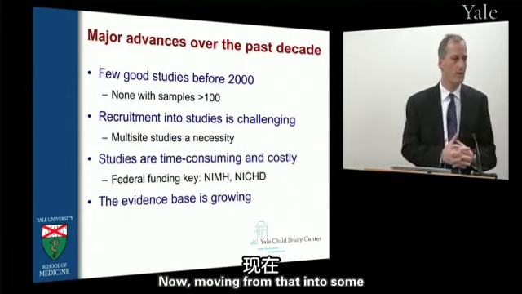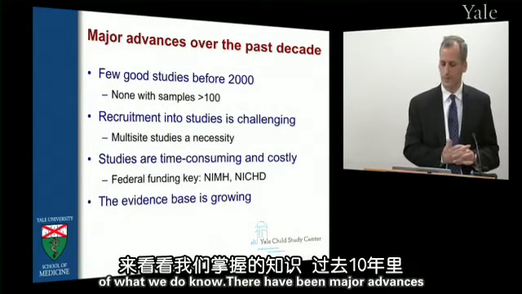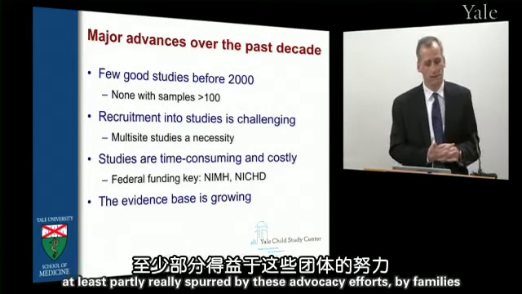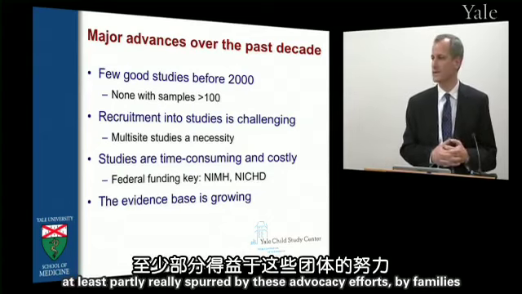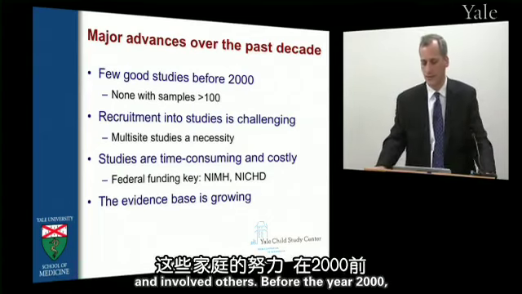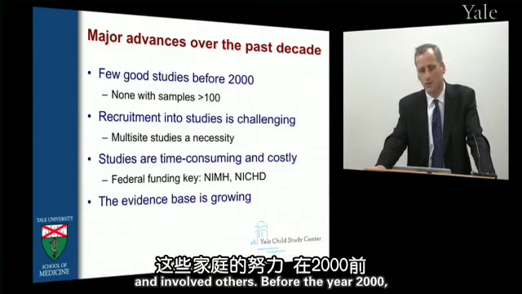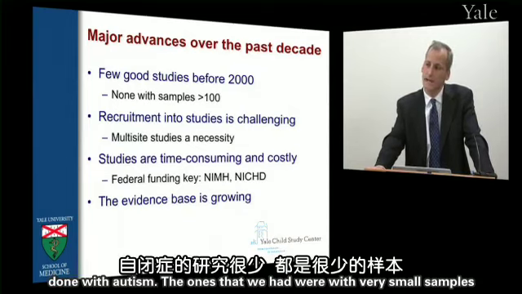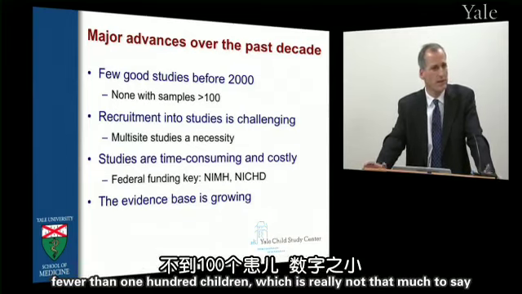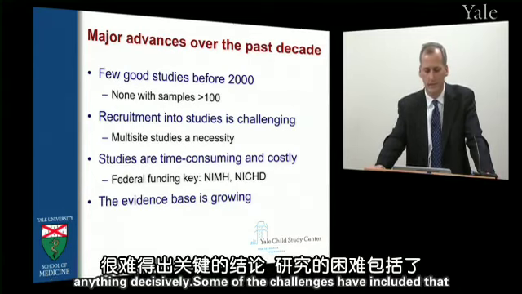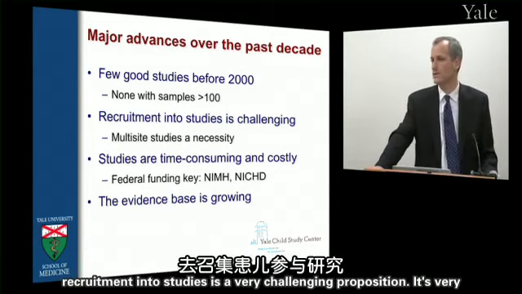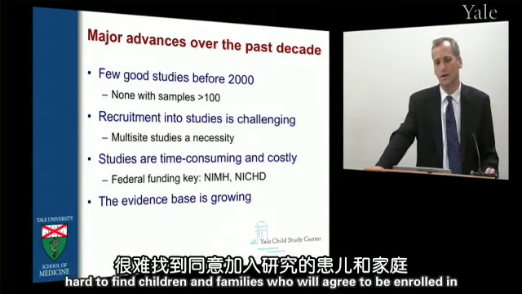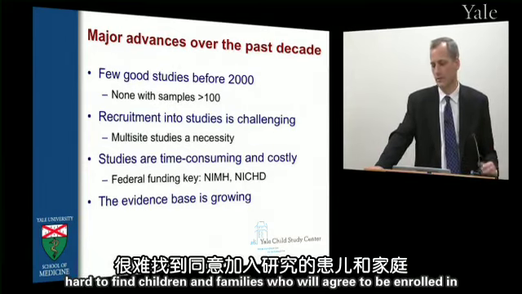Now, moving from that into some of what we do know. There have been major advances over the past decade, and at least partly really spurred by these advocacy efforts by families and involved others. Before the year 2000, there were very few studies done with autism, and the ones that we had were with very small samples, fewer than 100 children, which is really not much to say anything decisively. Some of the challenges have included that recruitment into studies is a very challenging proposition. It's very hard to find children and families who will agree to be enrolled in these studies.